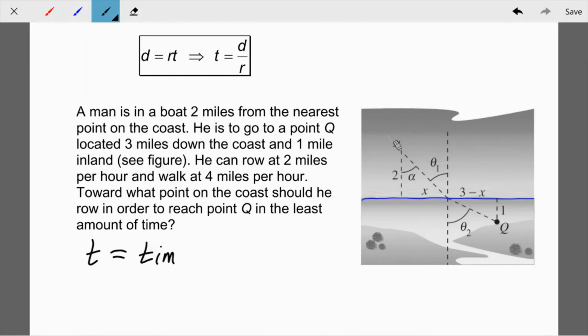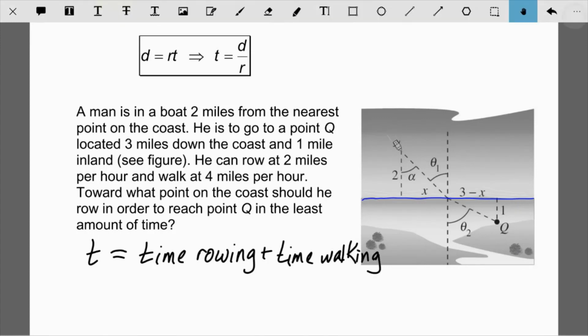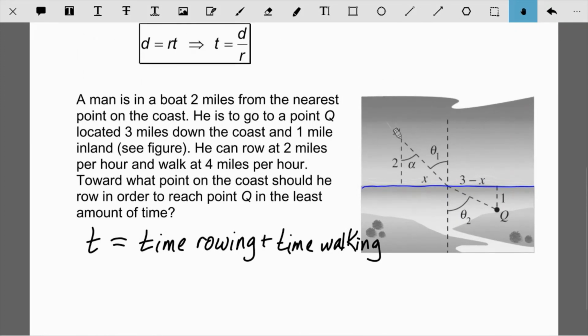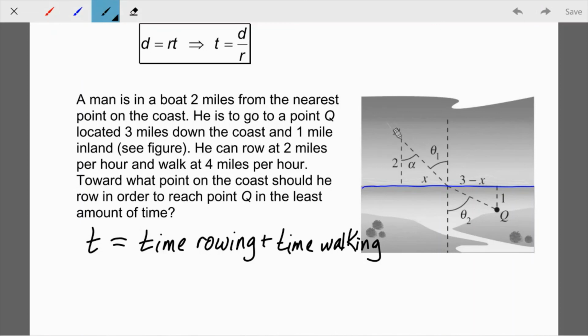Okay, so keep in mind, if I'm thinking about how long it's going to take, there's going to be an amount of time that he spends rowing, and there's going to be an amount of time that he spends walking. Okay, so those are the two things that we need to account for in our function. And since he rows and walks at different rates, we're going to have to account for that when we figure this out. Now, the nice thing about this is the diagram's already been done here. Typically on these problems, the diagram's not already done. So let me just explain what's in here.